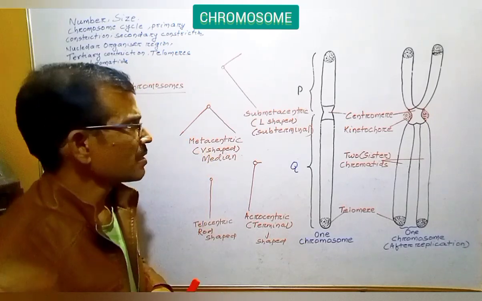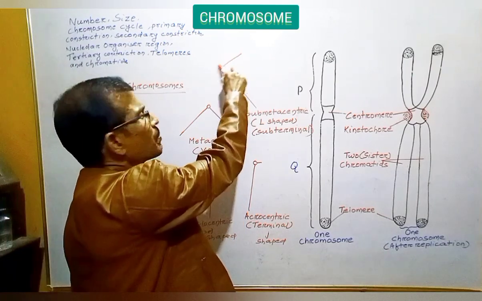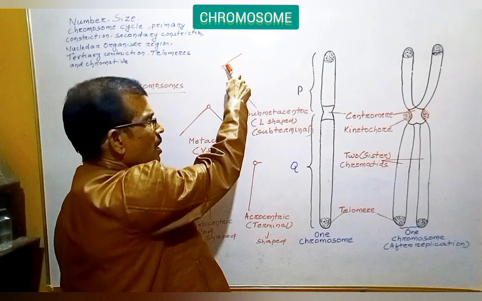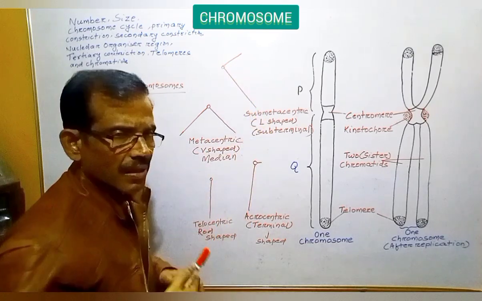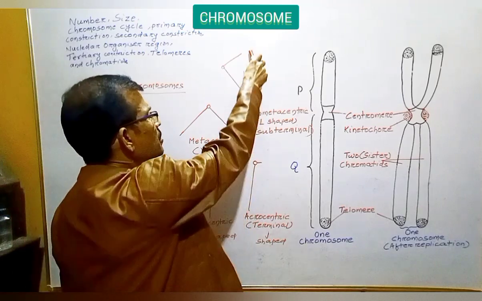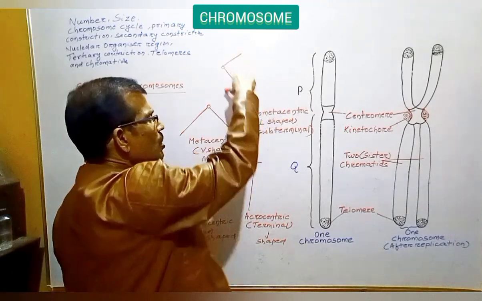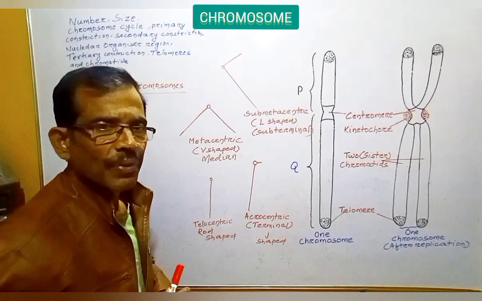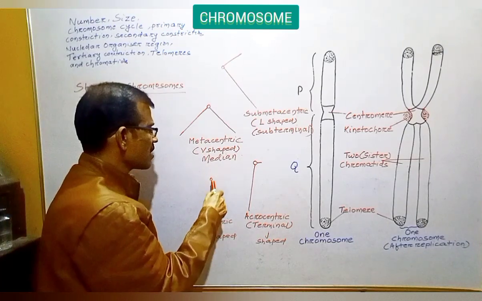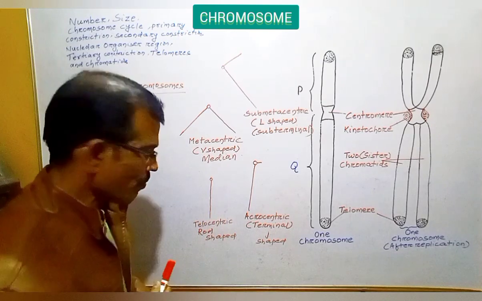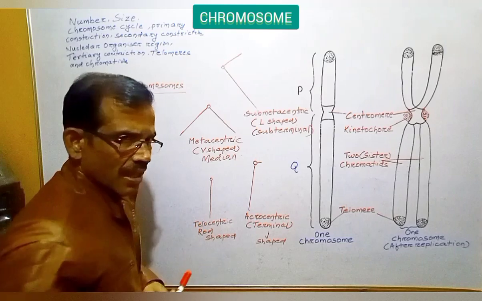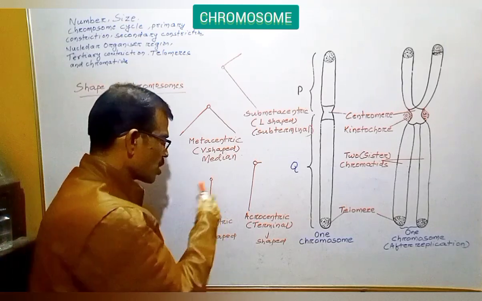In many cases, the centromere is subterminal. So here one arm is shorter and the other arm is longer. Such a type of chromosome is known as submetacentric, which is L-shaped. In very few cases, the centromere is present at the tip of the chromosome. Such a type of chromosome is called telocentric, which is rod-shaped.